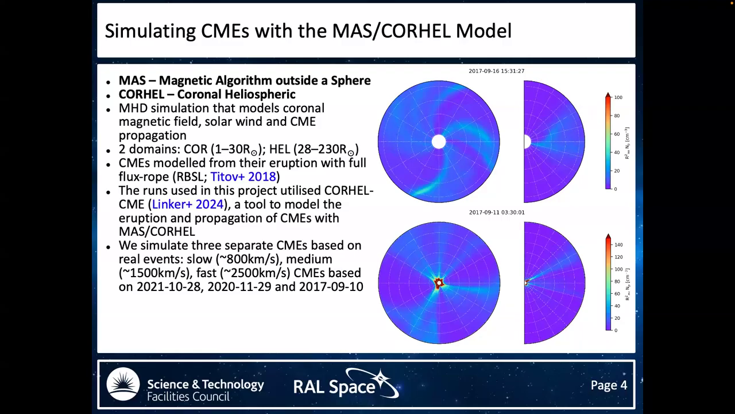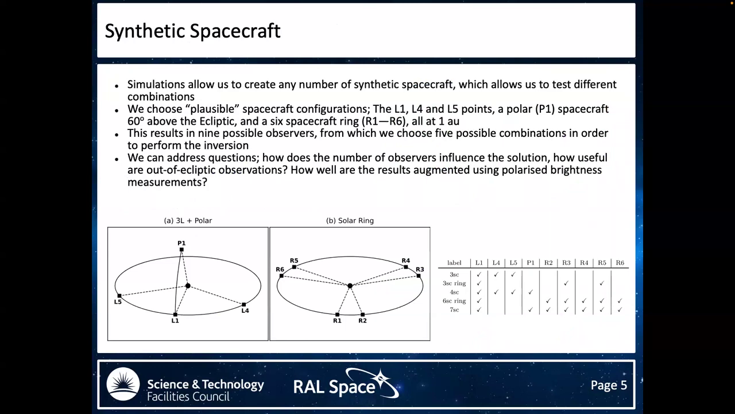And so we use this to perform simulations for 3 different CMEs. We're looking at a slower CME, a faster one, and a very fast one. And these are based on real events that are from 2021, 2020, and 2017. So once we perform those simulations, we have a 3D density distribution. We can put our synthetic spacecraft into the model. So what we do is we came up with what we consider plausible fleets of spacecraft. So for example, on the left here, we have a spacecraft at L1, L4, L5, and a 4th spacecraft above the ecliptic.